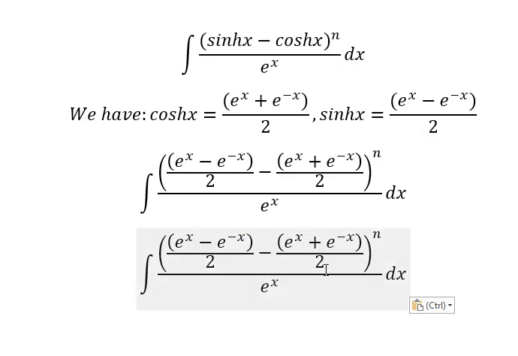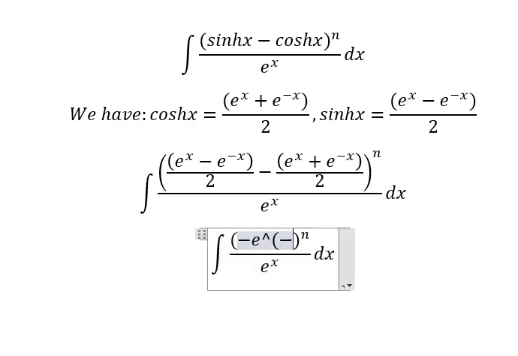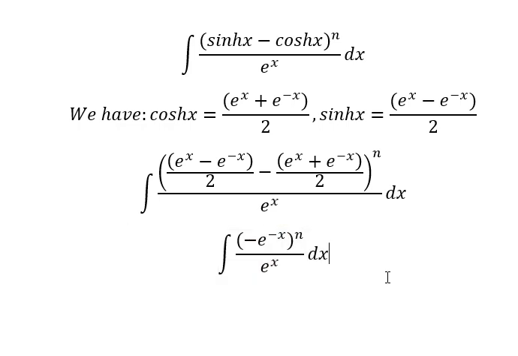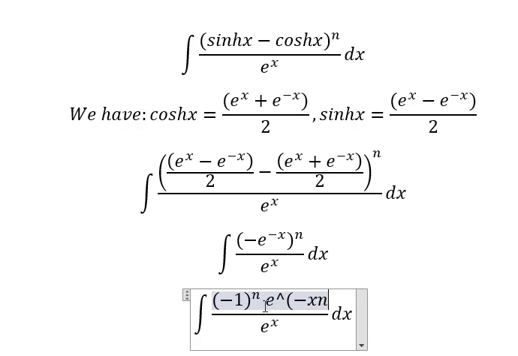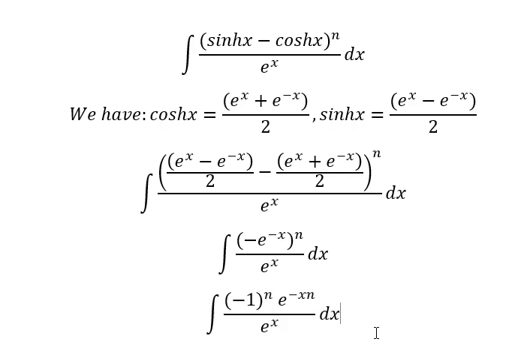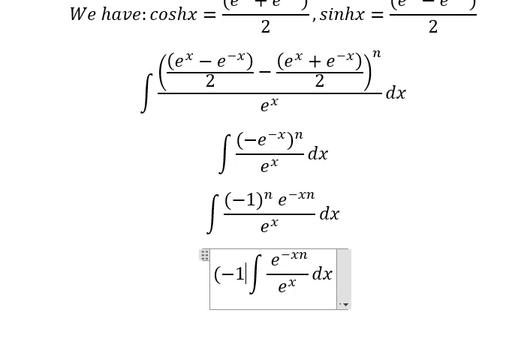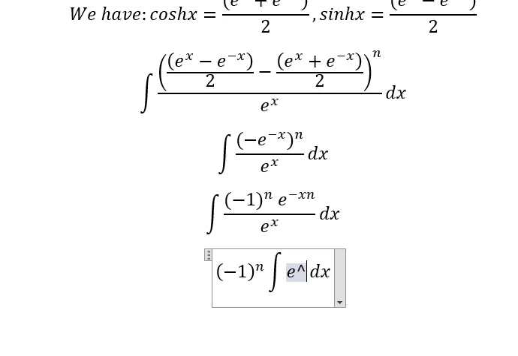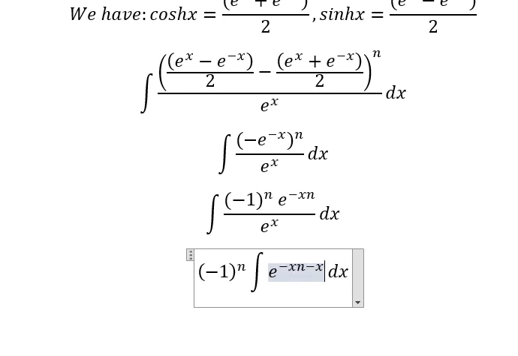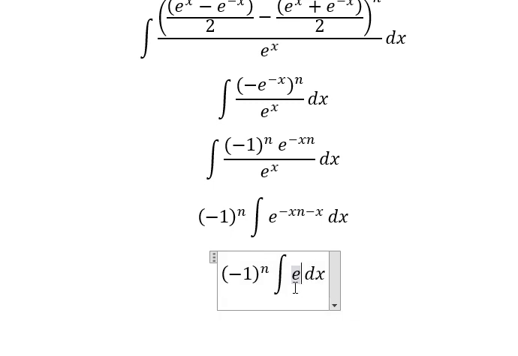Now we simplify this one, and we have negative e to the power of negative x. So this one we can put like this. So this one I will put outside. And this one we can put e to the power of negative x and negative x. Now we can do about factorization.